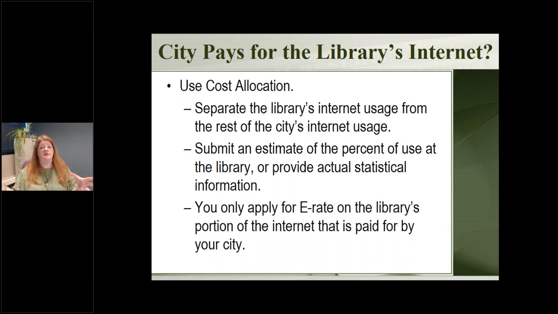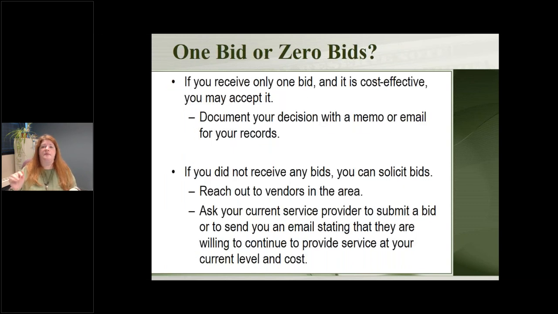Not on the whole service, everything the city pays for, but at least the part that is used by the library. You may have statistics you can get from the service provider showing who uses what by IP address or computer. You would submit an estimate of this or the actual stats and then only apply for E-rate for the library's part. Takes a little bit of work, knowing the numbers and everything, but your city may be happy to say you're going to at least save them 70-80% on part of their internet bill. So you can use this cost allocation method to get a discount on just what the library uses.